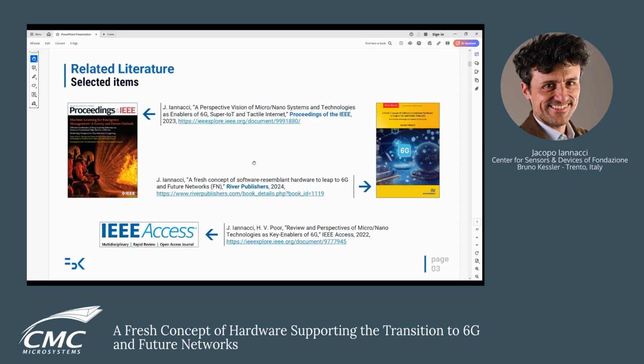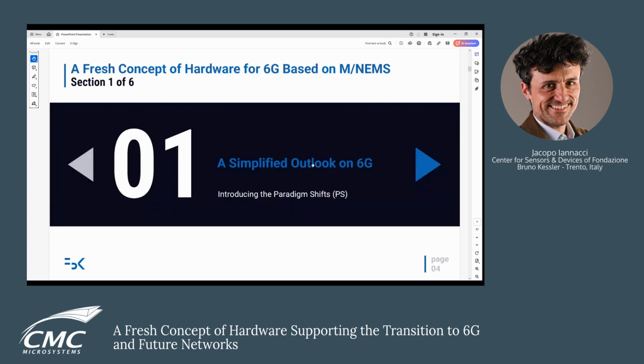Before starting, I also want to stress that there is some literature on these conceptual tools, and you can see here the most important recent publications. In particular, the two IEEE articles are open access, so everybody can download them. And there is also a very recent publication in terms of a book published by River Publishers on these topics. So if you want to go deeper in this knowledge, there are some references.